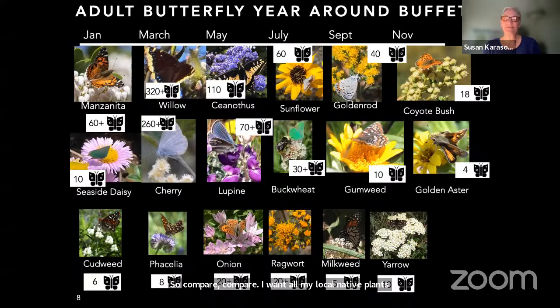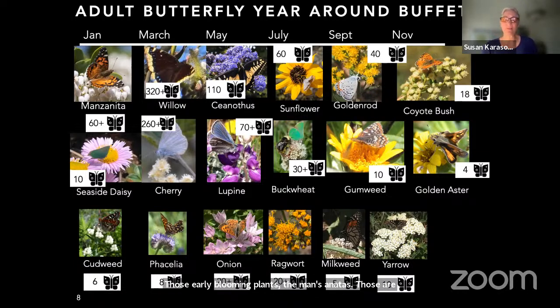So we need to feed the adult butterflies, and that for years and decades, actually probably longer than that, is what we thought we were doing to feed butterflies, and yet butterfly populations were declining. This is still important. It is still important to plant a whole bunch of native plants to have that very long bloom period. Those early blooming plants, the manzanitas, those are incredible.